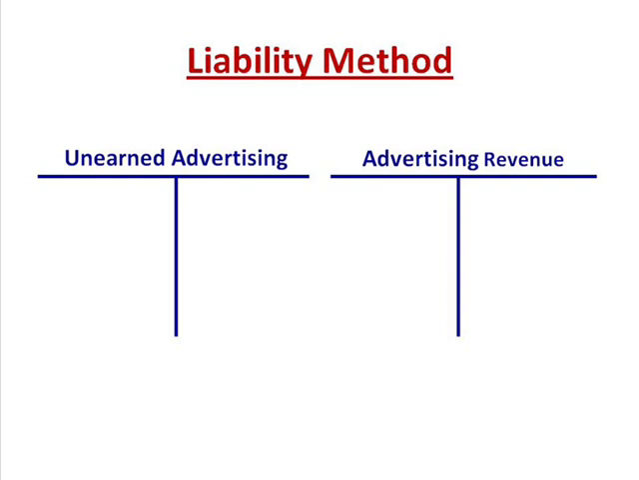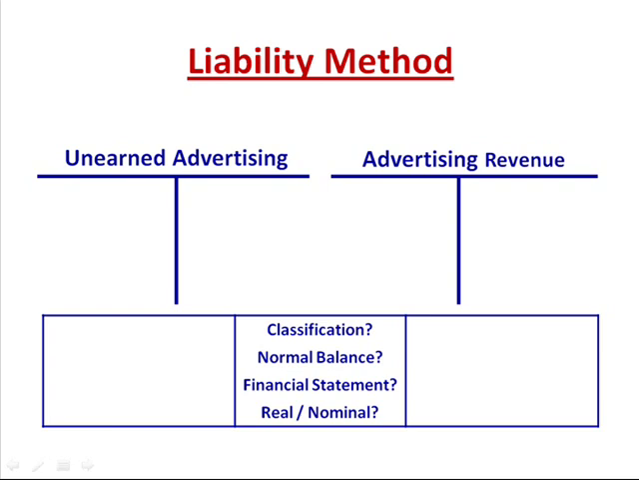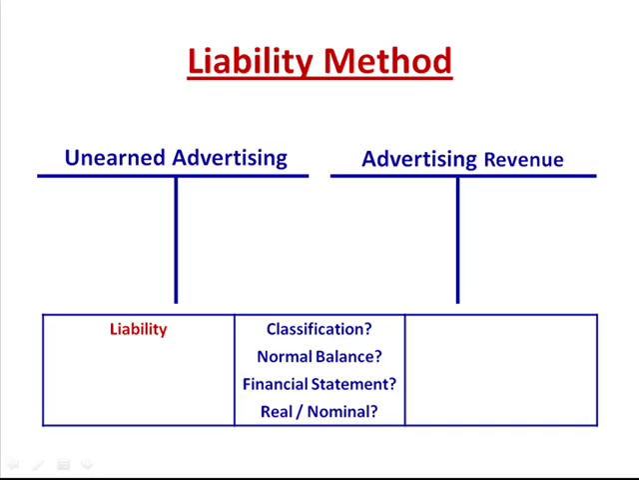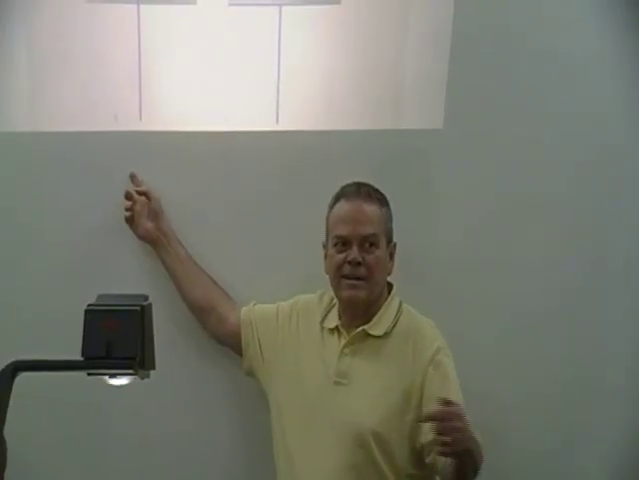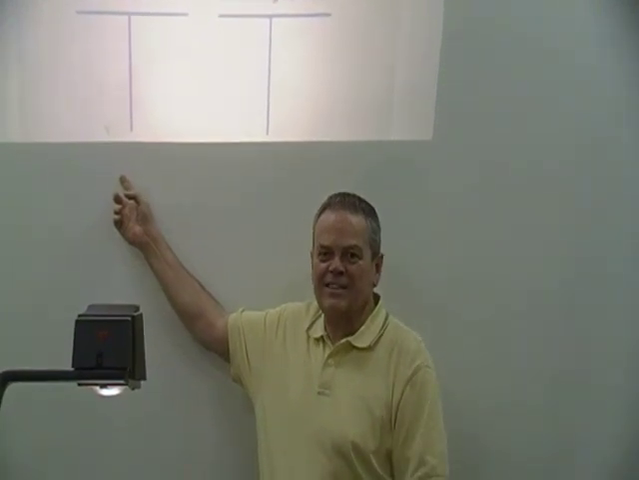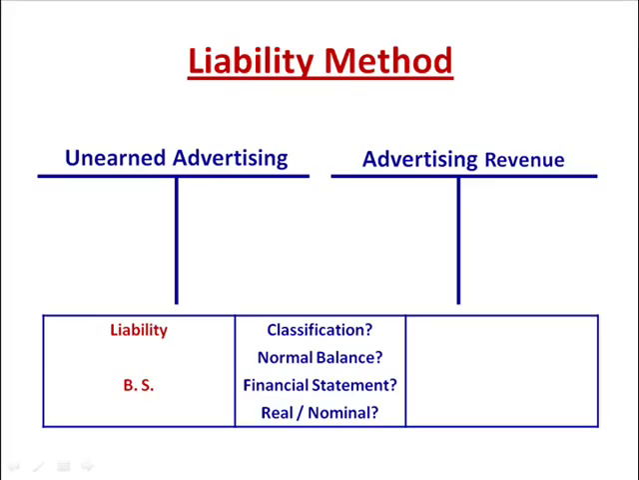Let's talk about the nature of these two accounts real quickly. Could you distract yourself from the handout and tell me about these two accounts? What kind of an account is unearned advertising? Asset, liability, capital, revenue, expense, say something. Liability. Goes on the balance sheet or the income statement? Balance. Normal balance is debit or credit? It's a liability. Its normal balance is? Credit. Is it closed or not closed? Not closed.